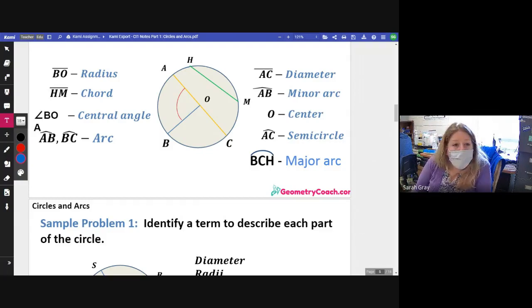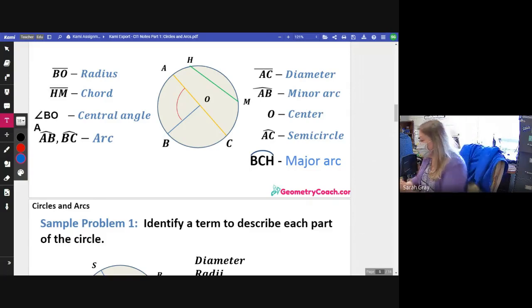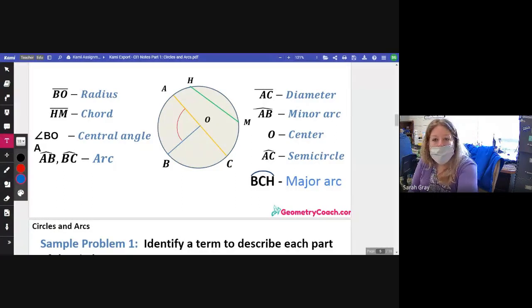Okay. A central angle. Oh, that got weird. It's supposed to be angle BOA. Angle B to O to A. It's an angle that's formed in the center. Central angle. It's there, it just went over, so if you want to fix it, go ahead and fix it.